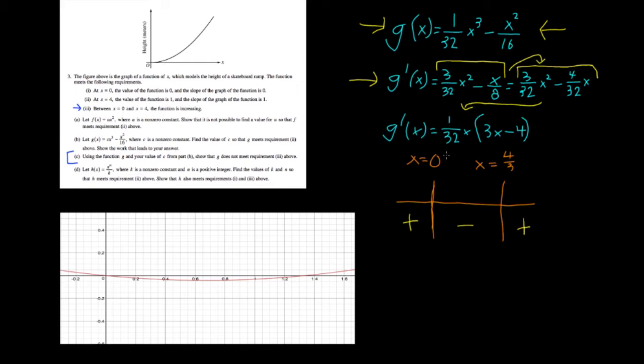So our first x is equal to 0. If we plug in 0 right here, 1 over 32 times 0 is 0, and it doesn't matter what this is because it will be 0. And x times 4 over 3 right here, 3 times 4 over 3 is 4, minus 4 is equal to 0. And then we do the first derivative test.